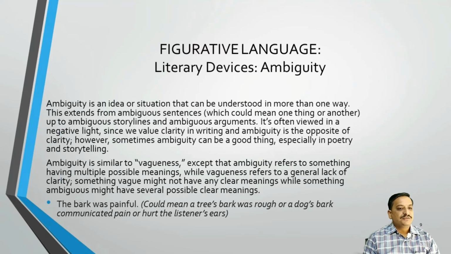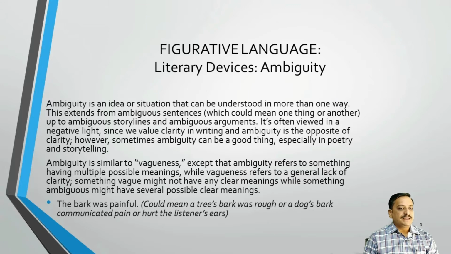The next slide will deal with ambiguity. Ambiguity is an idea or situation that can be understood in more than one way. This extends to ambiguous sentences, which could mean one thing or another, up to ambiguous storylines and ambiguous arguments. It is often viewed in a negative light since we value clarity in writing and ambiguity is the opposite of clarity. However, sometimes ambiguity can be a good thing, especially in poetry and storytelling.